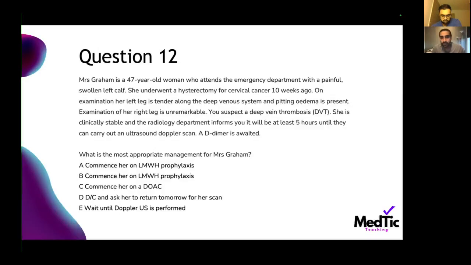Do you start low molecular weight prophylaxis? My apologies, B should be low molecular weight treatment. C is start a DOAC. D would be discharge and wait for the scan tomorrow. And E would be wait for the Doppler ultrasound. So in this case, let's just say B is treatment dose low molecular weight heparin. So I'll give you 45 seconds.